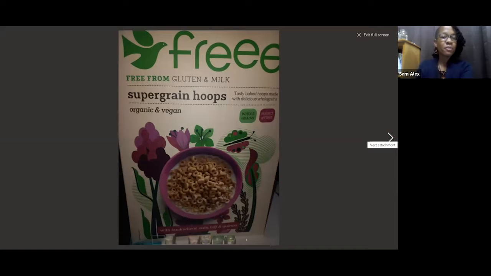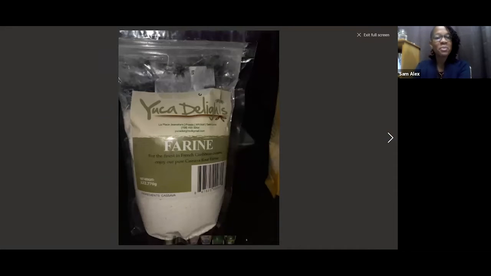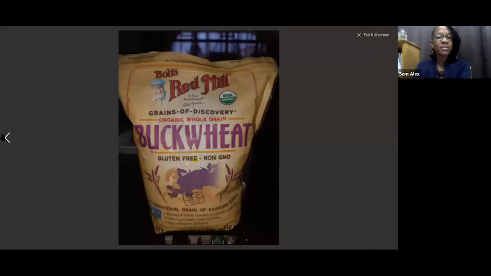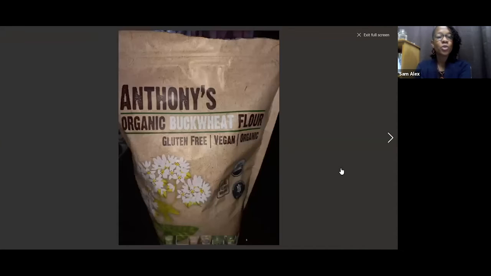Linel, pull up the other one for me, please. Not the cassava flour, not that one. We're going to look at that one last. Let's look at Anthony's buckwheat flour. Anthony's buckwheat flour. First word you see, organic. So it speaks to the green and organic movement. Then you see gluten-free. It speaks to food as medicine. And then you see vegan. It speaks to plant-based diets.